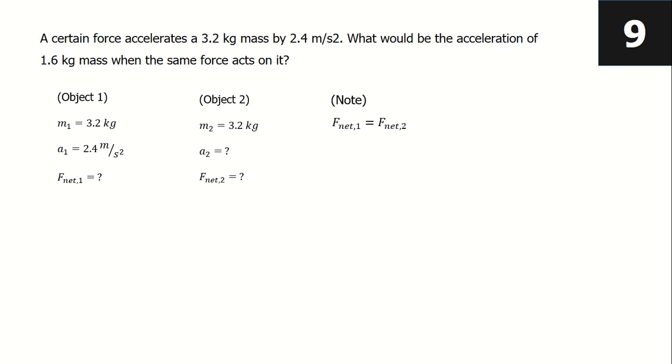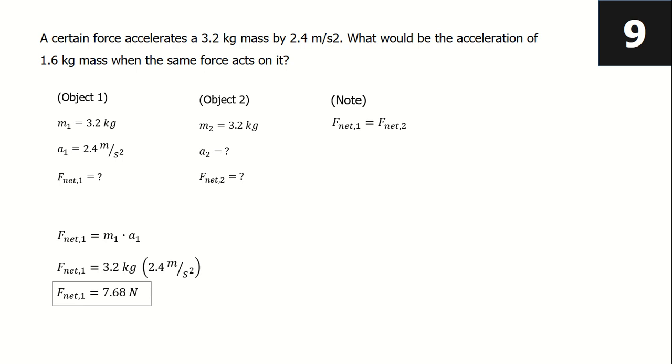So it would be good to first note the given and separate the given for object 1 and object 2. Also take note that the force acting on both objects are the same. So we have a note here that the net force on object 1 is equal to the net force on object 2. For object 1, we're given with mass and acceleration. So we can easily solve for the net force acting on object 1. So since that is the same force acting on object 2, we can then solve for the acceleration using the formula net force divided by mass for the acceleration of object number 2.